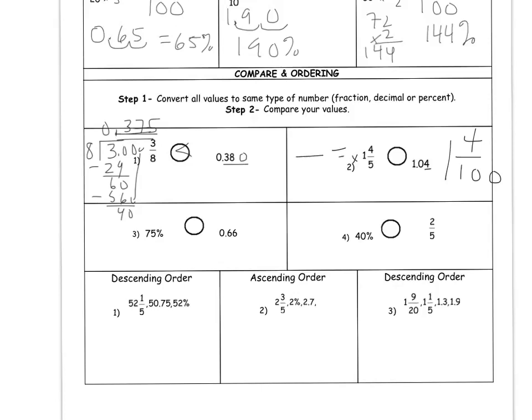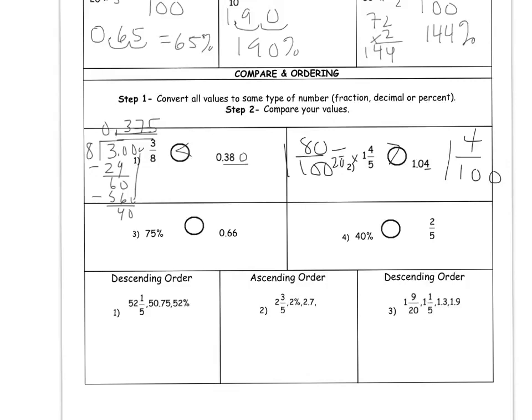That's times 2. That's times 20. 4 times 20 is 80, so 80 on top, 100 on the bottom, so I got 1 and 80 over 100ths, or 1 and 4 hundredths. So which one's greater? The 1 and 80 hundredths would be greater, or the 1 and 4 fifths would be greater.